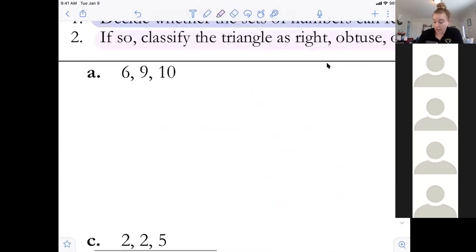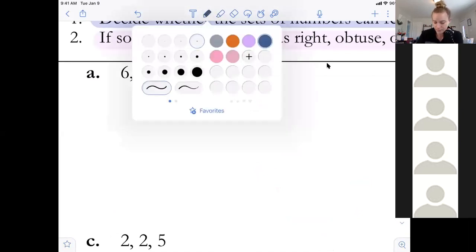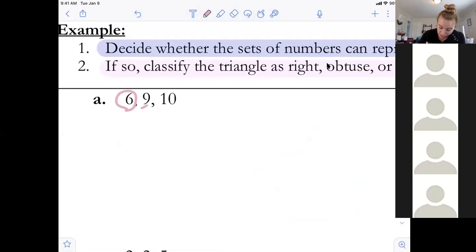So if you feel good, I want you to start this on your own. You can just half listen to me, but if you're really not sure where you're going, stay with me because I'm here with you. So first says decide whether it can represent a triangle. Okay, so I have to do the 2 small ones. 6 plus 9, those are my 2 smallest sides. I have to see if that's bigger than 10.